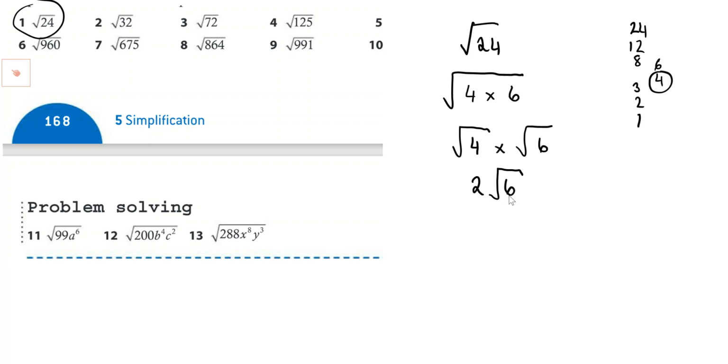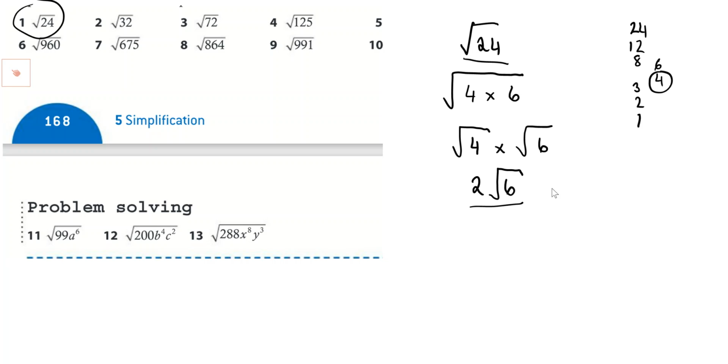Could I split 6? Why not? Why am I not going to bother? There's no square factors of 6. 1, 6, 2, and 3. No point. Can't do anything with splitting it up, so there's no point. Right? So this and this are what? Equivalent. Good. Same thing, just written slightly differently.